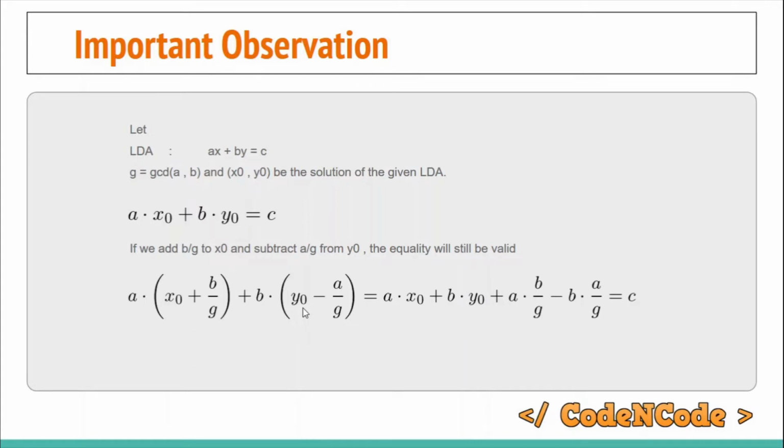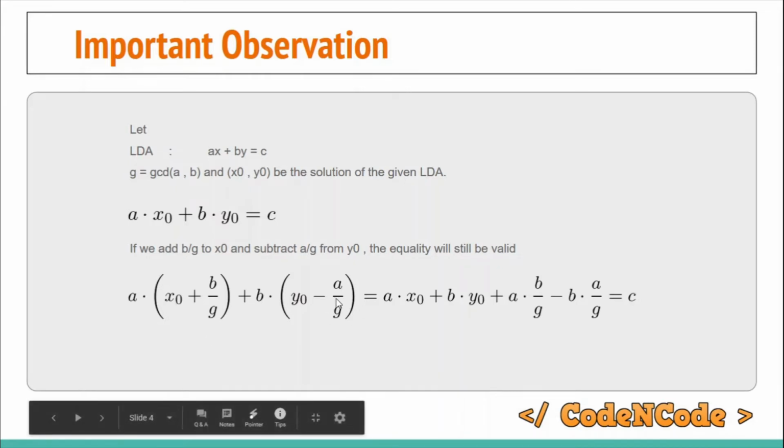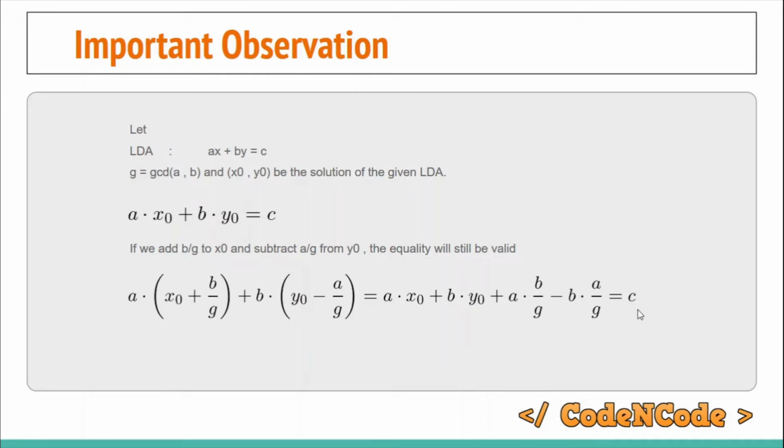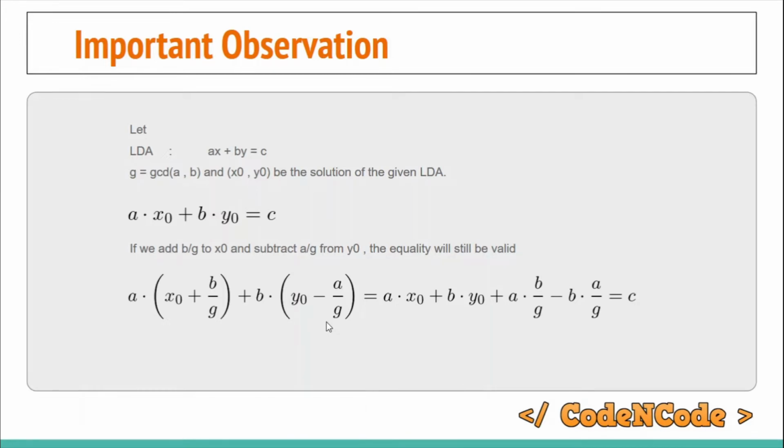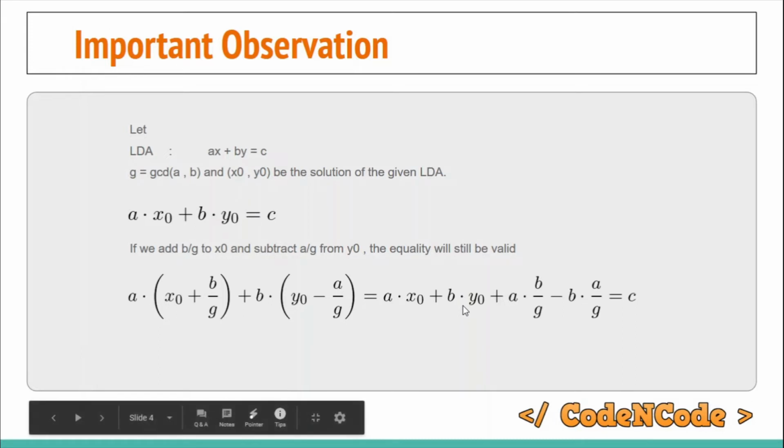Now if you expand this expression, you would get ax0 plus by0 plus a times b by g minus b times a by g. These two will cancel out each other, and all you will be left with is ax0 plus by0, and ax0 plus by0 is equal to c. So you can see, even though we have added b by g to x0 and subtracted a by g from y0, the equality still holds. Now think what would happen if you add b by g 2 times and subtract a by g 2 times. Similarly 3 times add, 3 times subtract, 4 times add, 4 times subtract. Just think what would happen. You see, the equality will still hold.